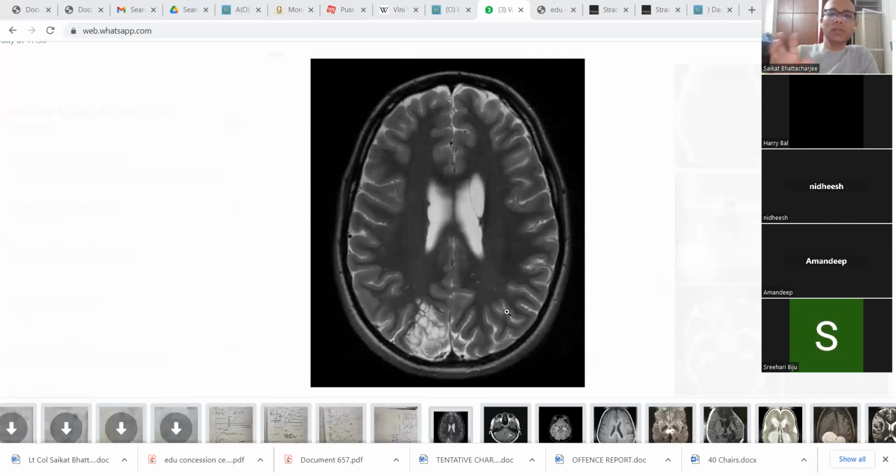Okay, intractable epilepsy. So the most probable diagnosis would be a DNET, dysembryoplastic neuroepithelial tumor. Very nice. So DNET is the most probable diagnosis. You also see something else too.